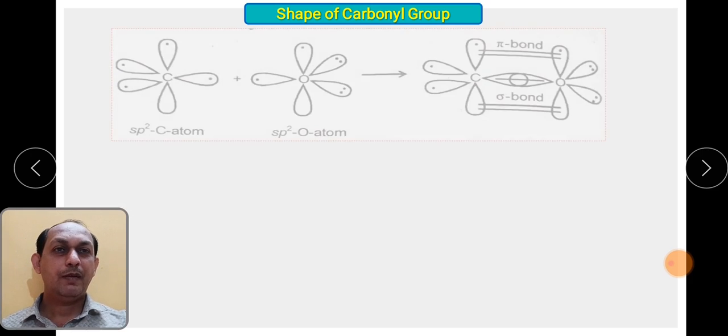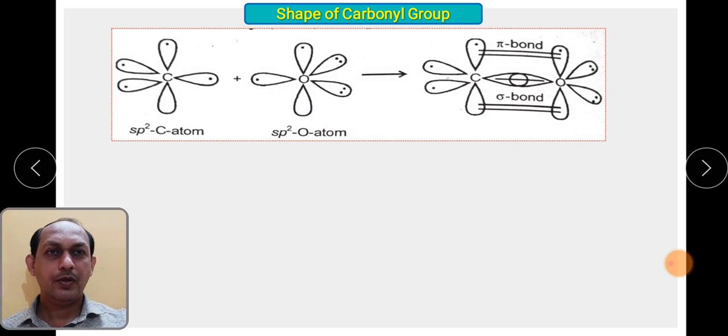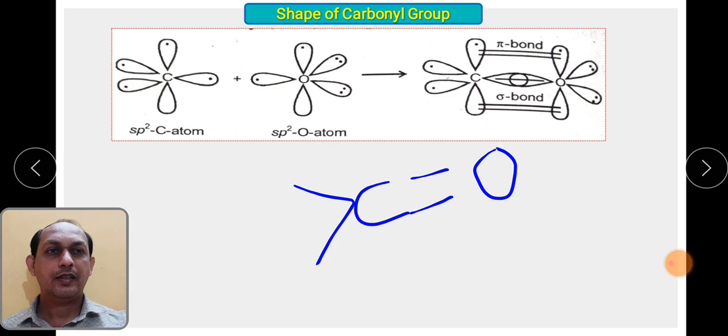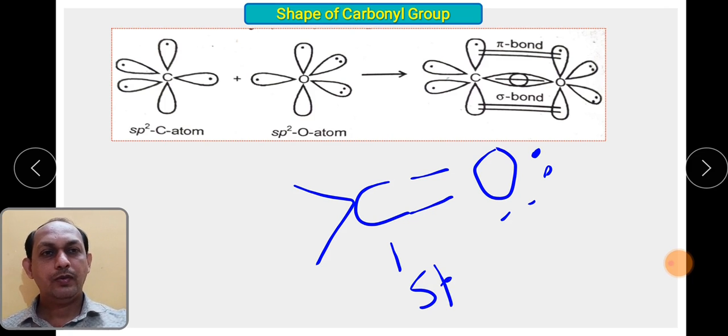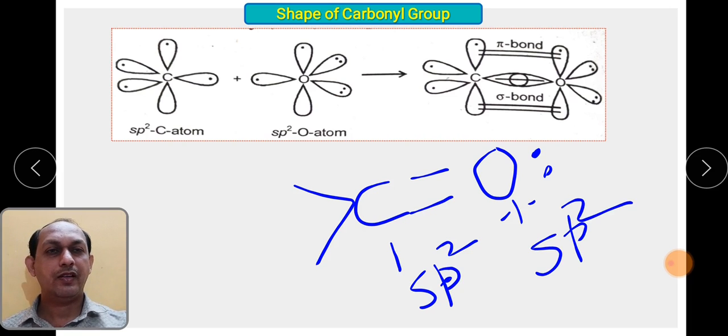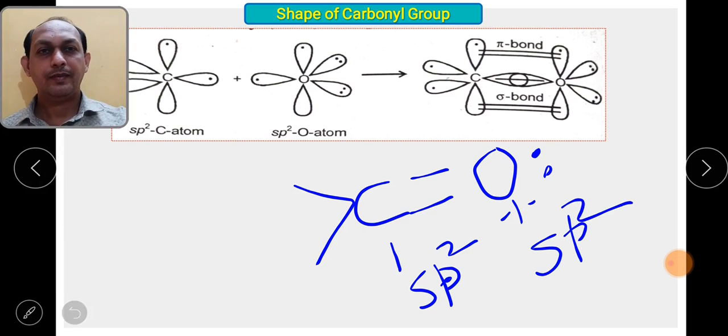So now we'll see the shape of the carbonyl group. As we know, this is the structure of the carbonyl group. These are the two lone pairs of electrons. So there is a carbon double bond oxygen. It is also having sp2 hybridization. Both carbon and oxygen will have sp2 hybridization. So what will happen?